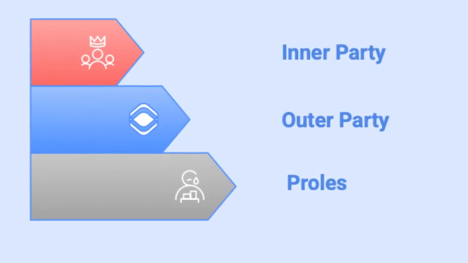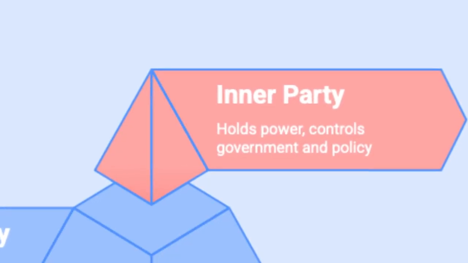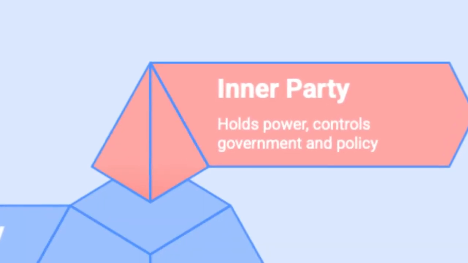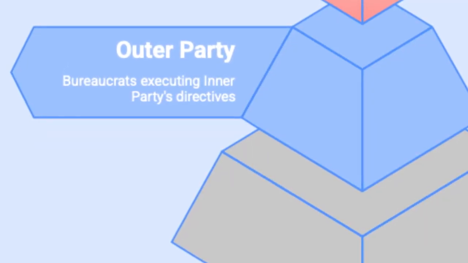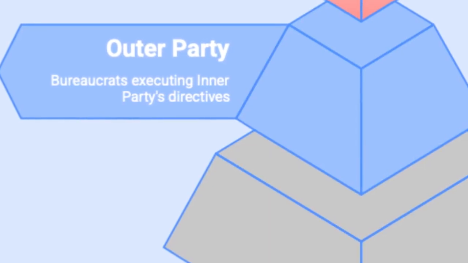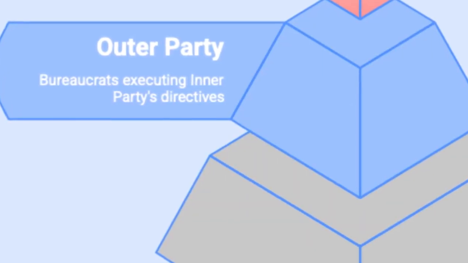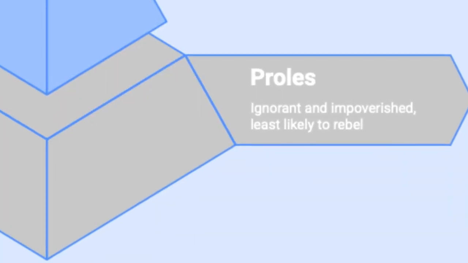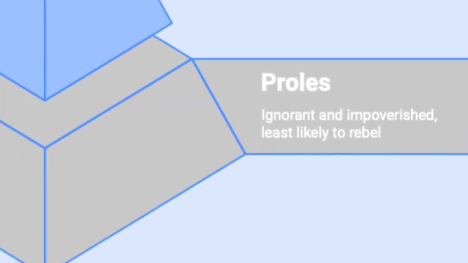Society in 1984 is organized into the inner party, the outer party, and the proles. The inner party holds the most power, controlling the government and setting policy. The outer party consists of bureaucrats and administrators who carry out the inner party's directives. They are subject to constant surveillance and propaganda. The proles are kept in a state of ignorance and poverty, making them less likely to rebel.